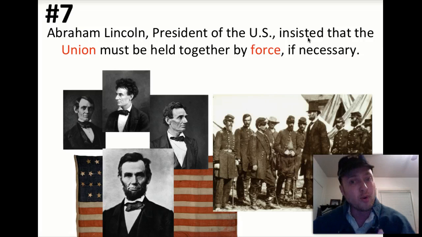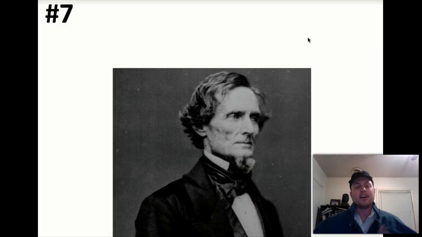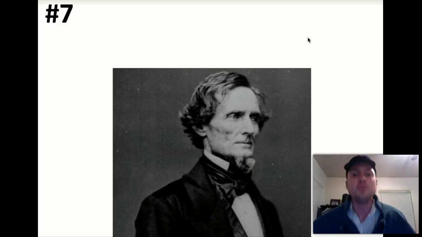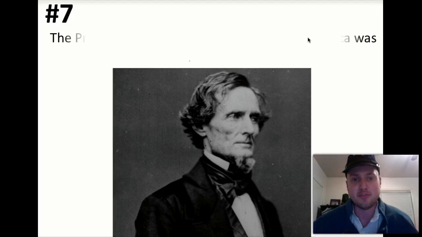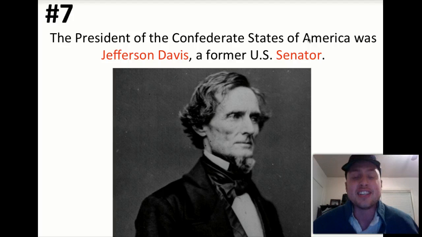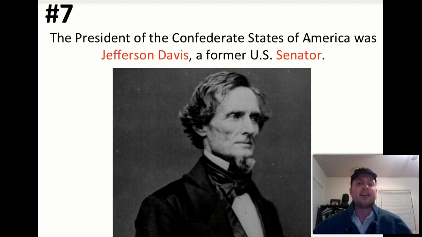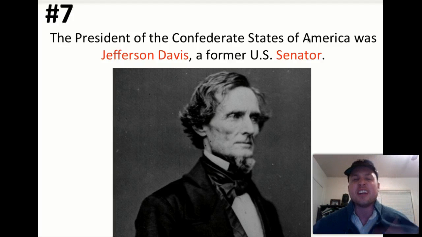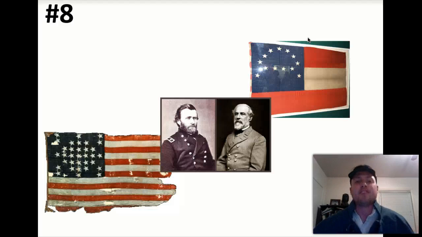And he will use force if he has to. Now, the other president for this new country, the Confederate States of America, was Jefferson Davis. Jefferson Davis was actually a U.S. Senator before the Civil War began from the state of Mississippi. So you've got Abe Lincoln, President of the United States. You've got Jefferson Davis, President of the Confederate States of America.